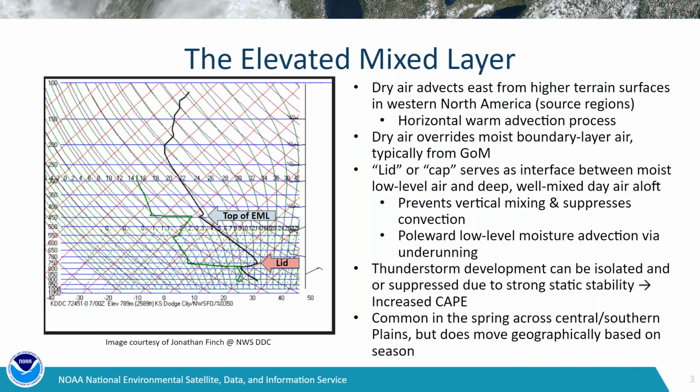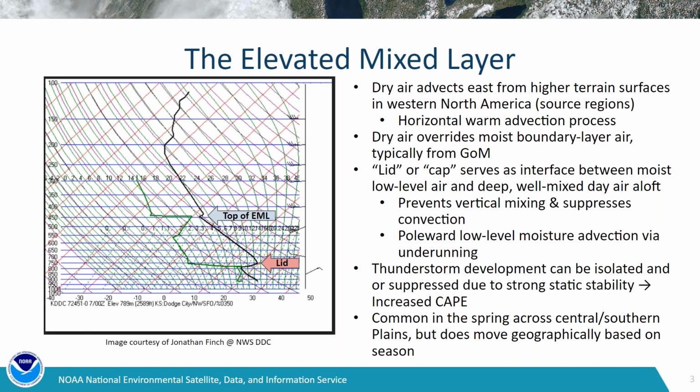And that also allows for the poleward low-level moisture advection via a process called underrunning as well. So moisture is actually able to lift north, or work its way northward, with time. But really it's that lid that suppresses thunderstorm development because of the atmosphere being stable, and that helps increase convective available potential energy, or CAPE. And then eventually the cap breaks down and we get severe thunderstorm development. It's a very significant severe weather-making process.